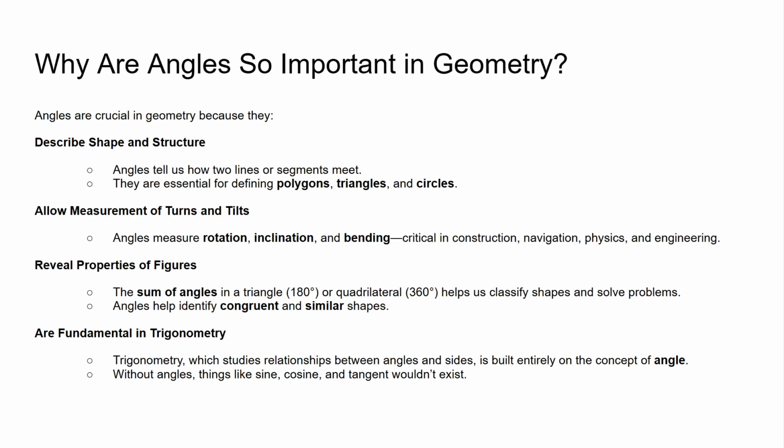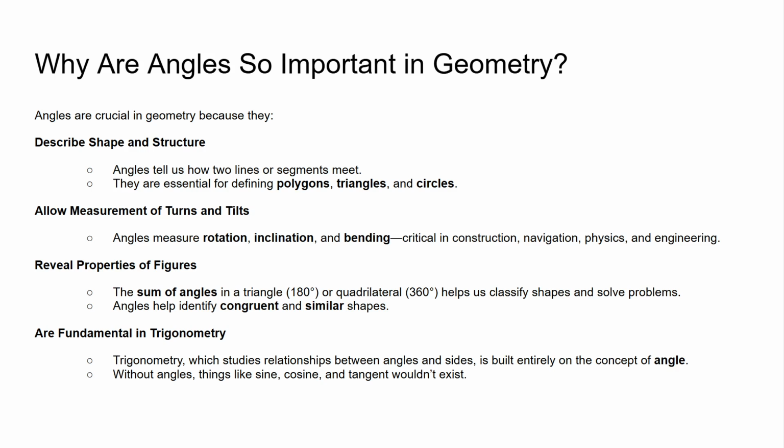Why are angles so important in geometry? Angles are crucial in geometry because they describe shape and structure. Angles tell us how 2 lines or segments meet. They are essential for defining polygons, triangles, and circles. They allow measurement of turns and tilts. Angles measure rotation, inclination, and bending, critical in construction, navigation, physics, and engineering.